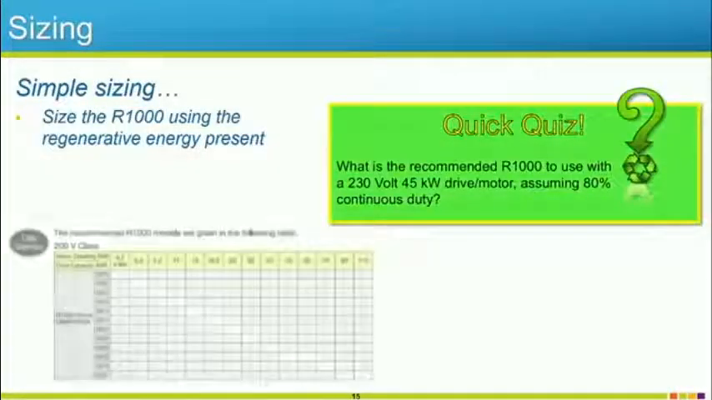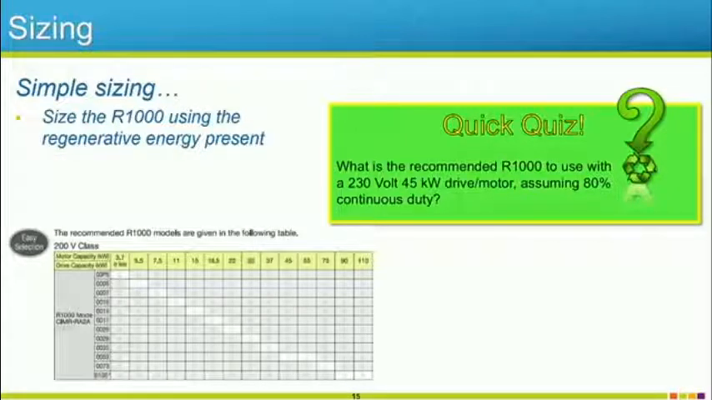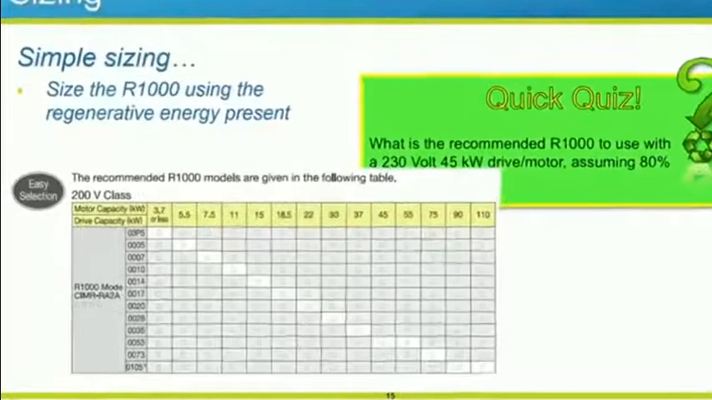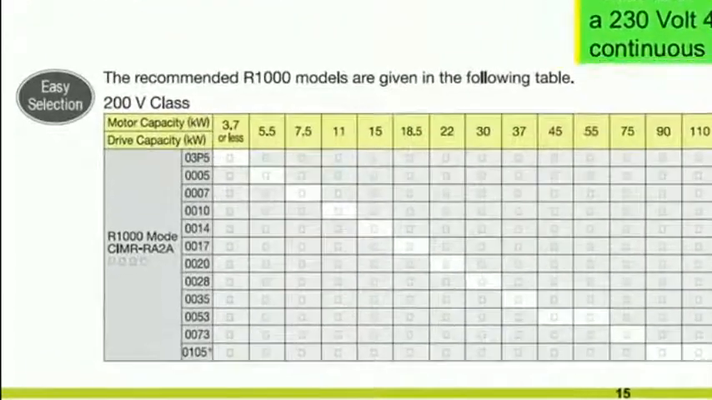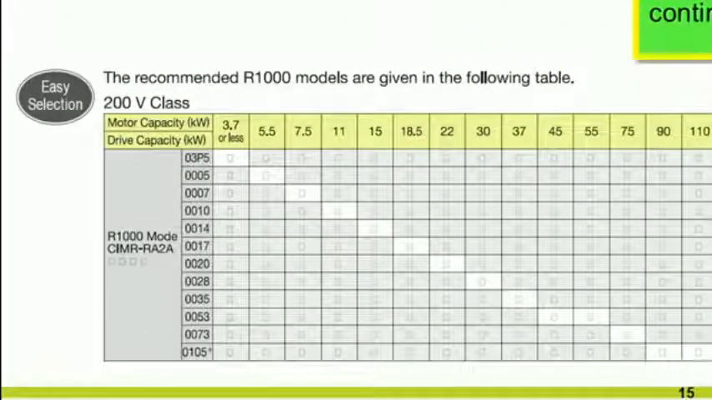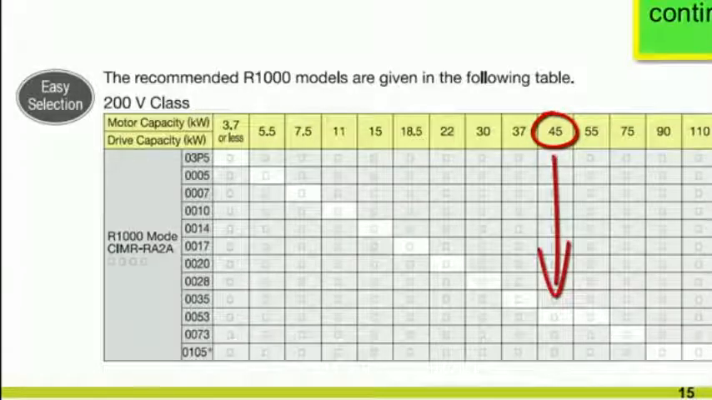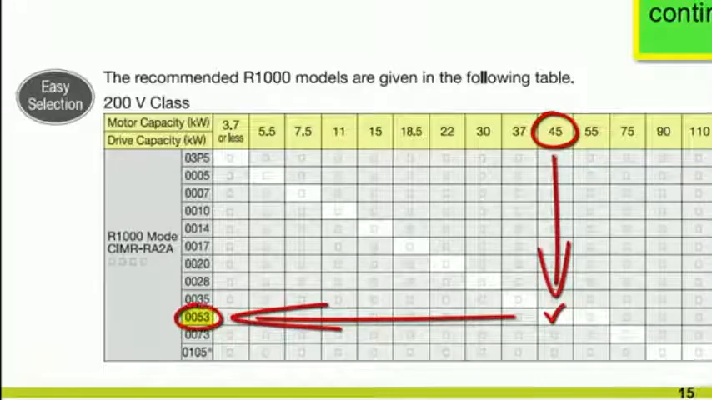Here's a quick question. What is the recommended R1000 to use with a 230 volt, 45 kilowatt drive motor combo, assuming 80% continuous duty? Using the easy selection table, you should have found that the CIMR-RU2A0053FAA is the right unit.